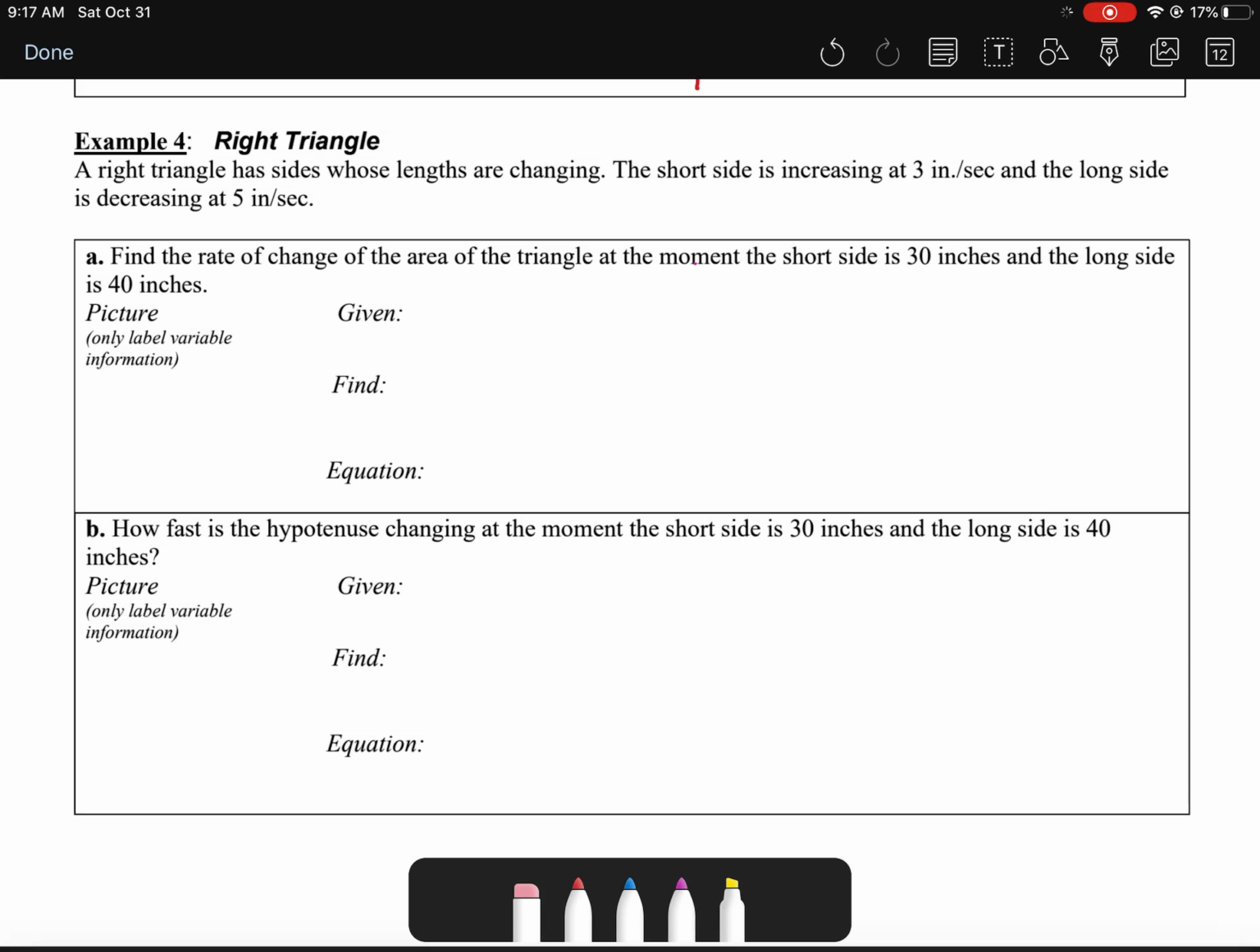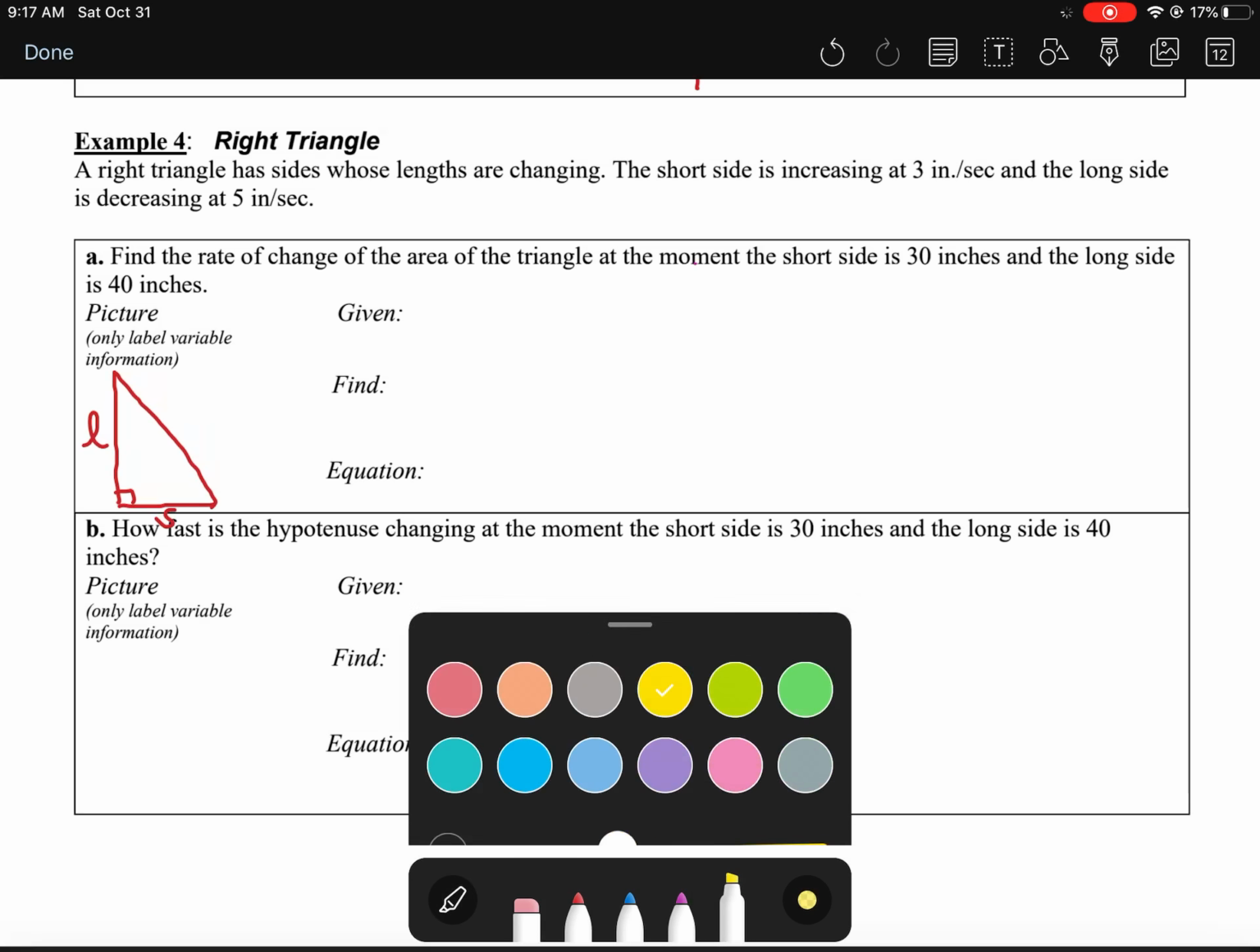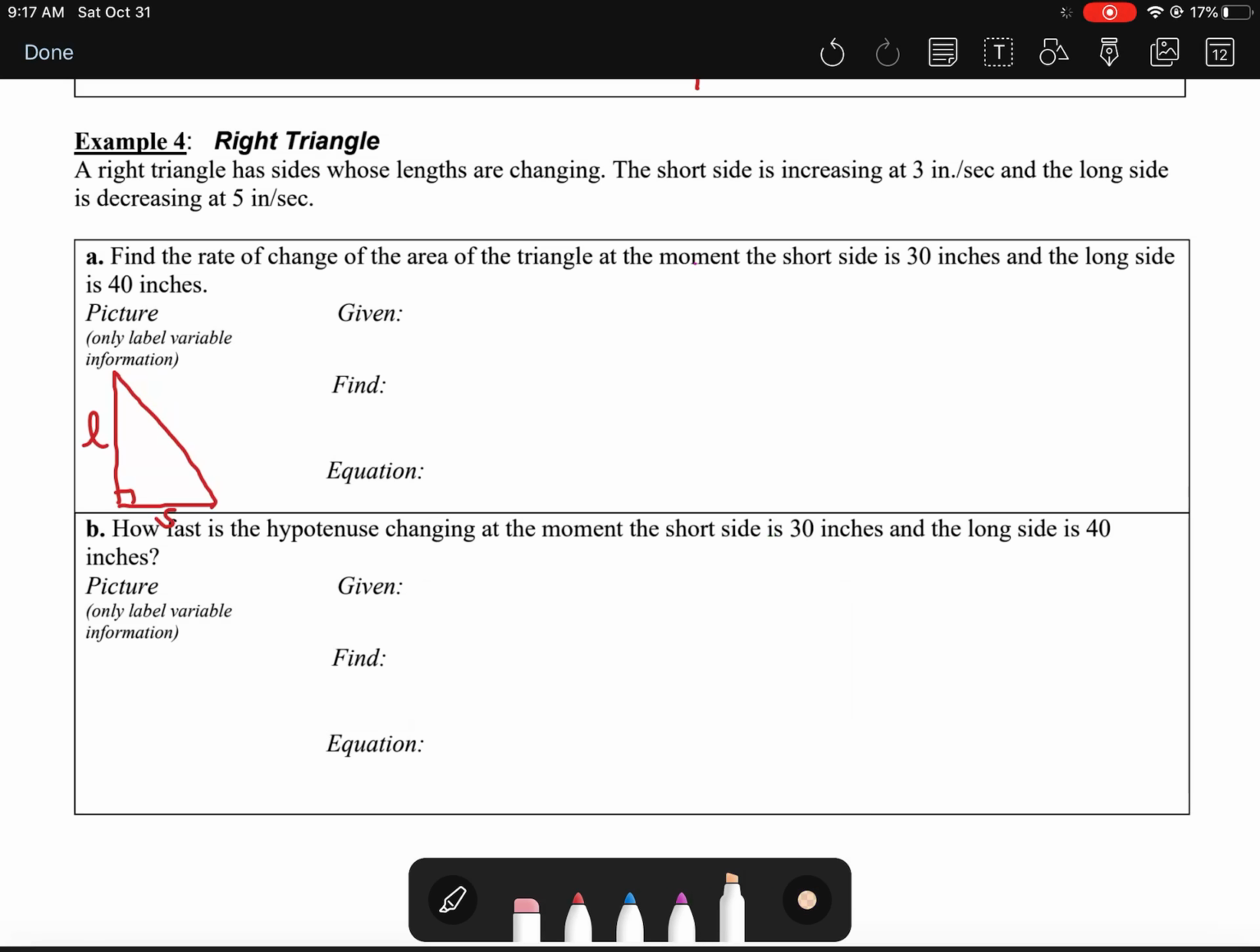Okay, so first thing I'm going to do here is I'm going to draw a picture. Well, luckily I'm just dealing with a right triangle. That is pretty easy to draw. Okay, so they're labeling everything as short side and long side. So I'll do long side. Here's my short side. Okay, so now let's go ahead and figure everything out. So I need to find the rate of change of the area of the triangle. Okay, so I'm finding the area. So dA/dt.